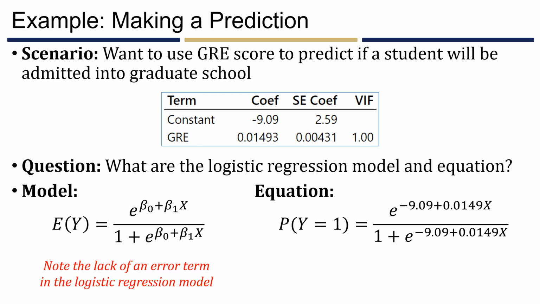The logistic regression equation has, again, that probability that y is equal to 1 on the left-hand side. And now we're able to replace beta naught hat and beta 1 hat with the values that we got from the Minitab output. We have e to the negative 9.09 plus 0.0149 times x, where x represents the student's GRE score, divided by 1 plus the same thing that we have up in the numerator, e to the negative 9.09 plus 0.0149 times x.